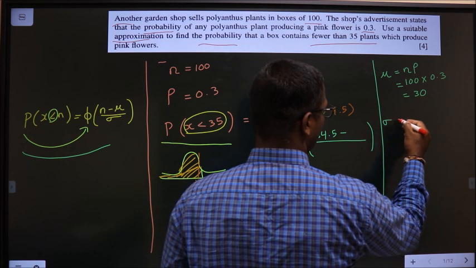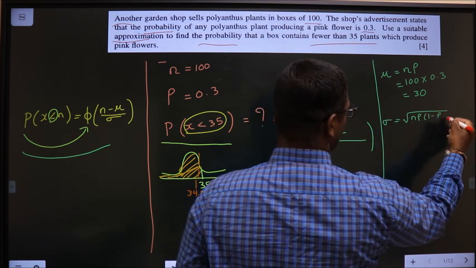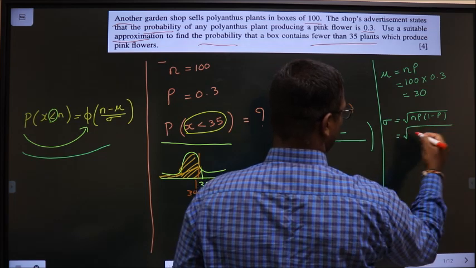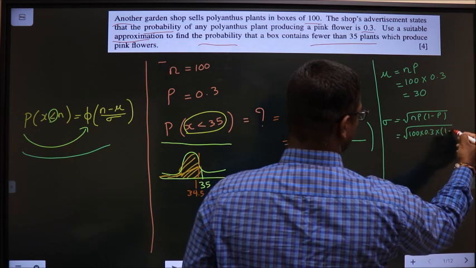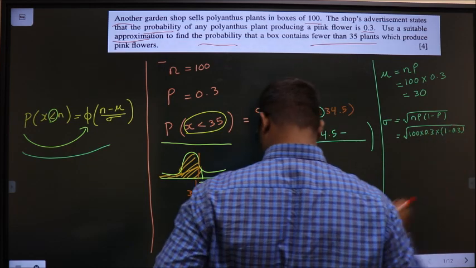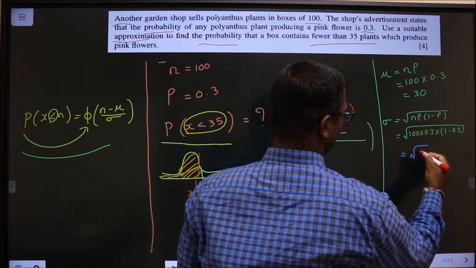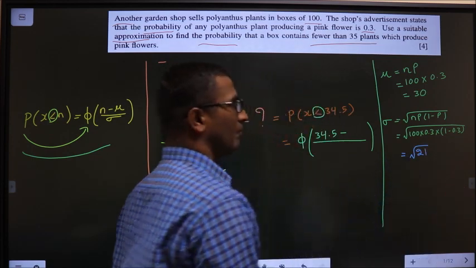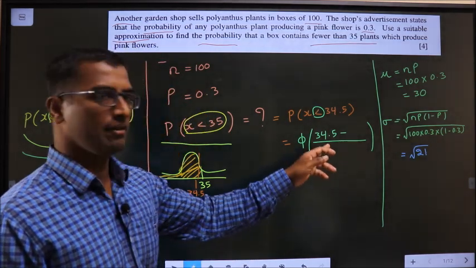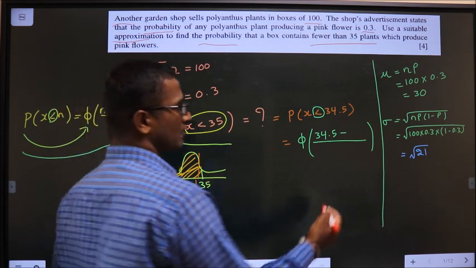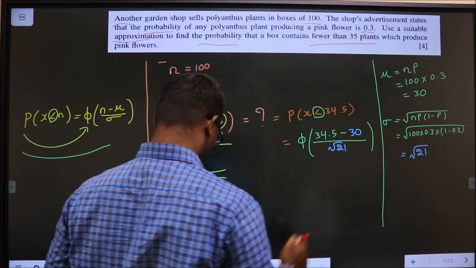I also need standard deviation. The formula for standard deviation is the square root of np into (1 minus p). So that is the square root of 100 into 0.3 into (1 minus 0.3). So you will get the square root of 21. Okay, clear? Now let us replace the mean and standard deviation here. So mean is 30, standard deviation is root 21.